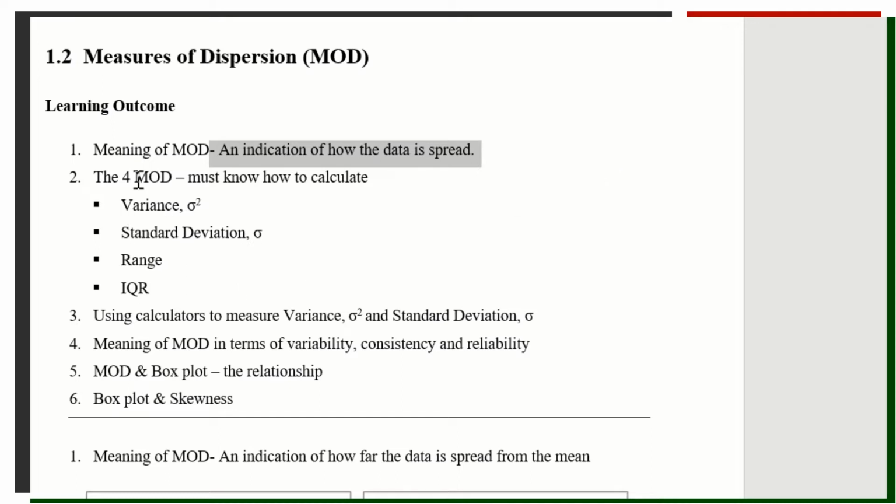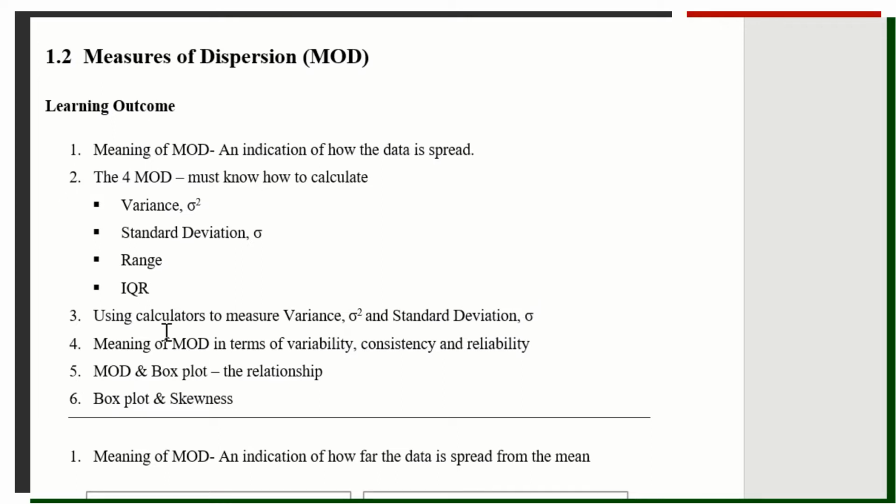The 4 measures of MOD, which we have done in semester 2, are variance, standard deviation, range, and interquartile range. You must know how to use your calculators to measure all this. I have shared 3 videos for the 3 different types of calculators on how to use them to calculate your mean and standard deviation. Especially for those online, it'll be easier for you to follow. If you're not sure or you have a different calculator altogether, just get in touch with me.